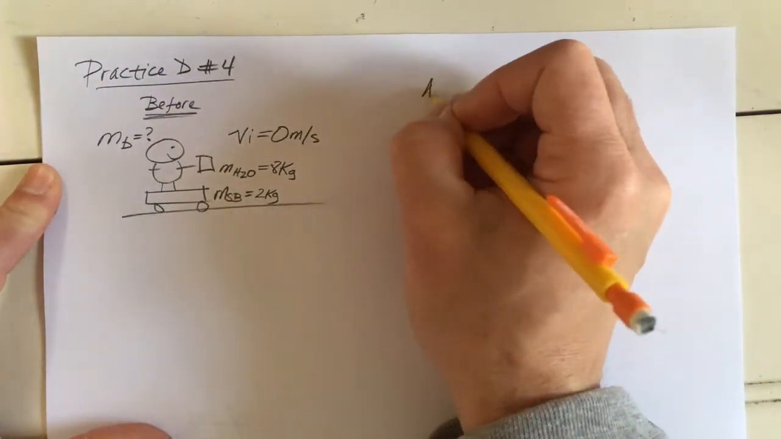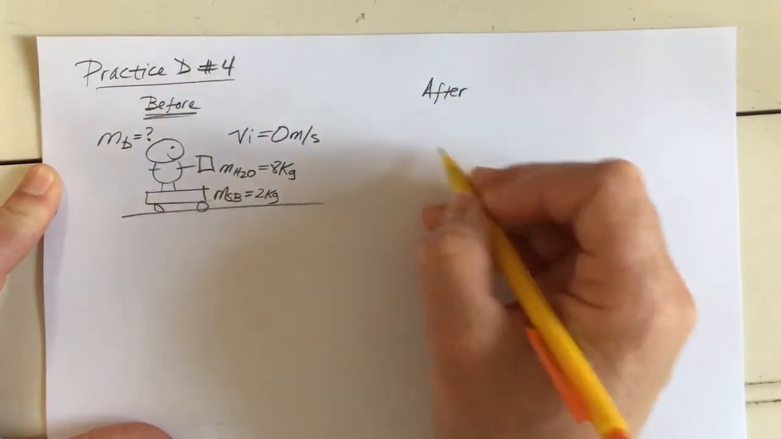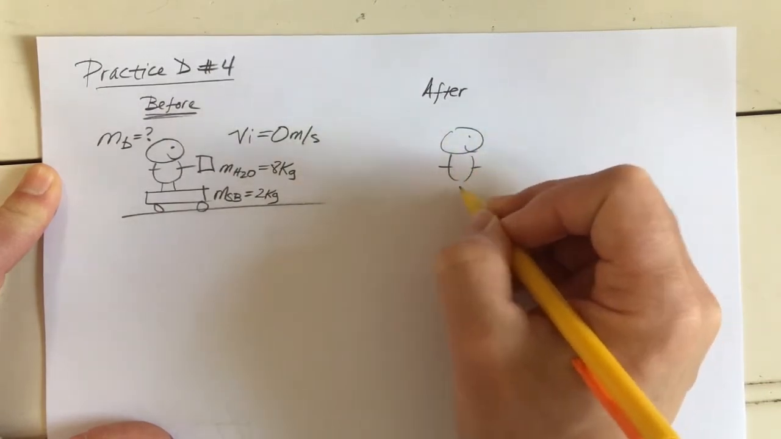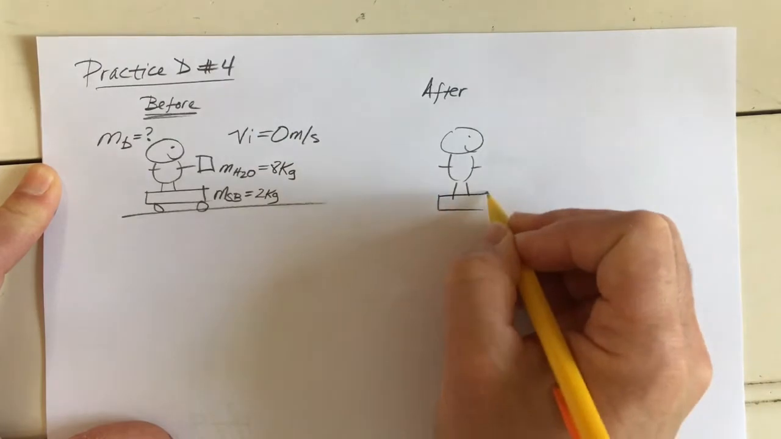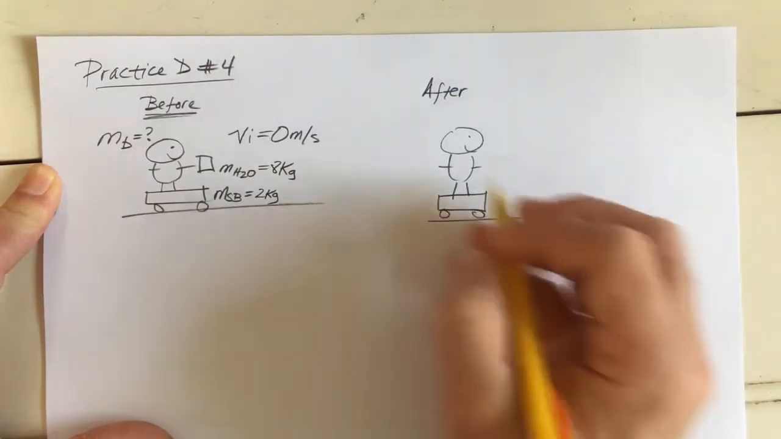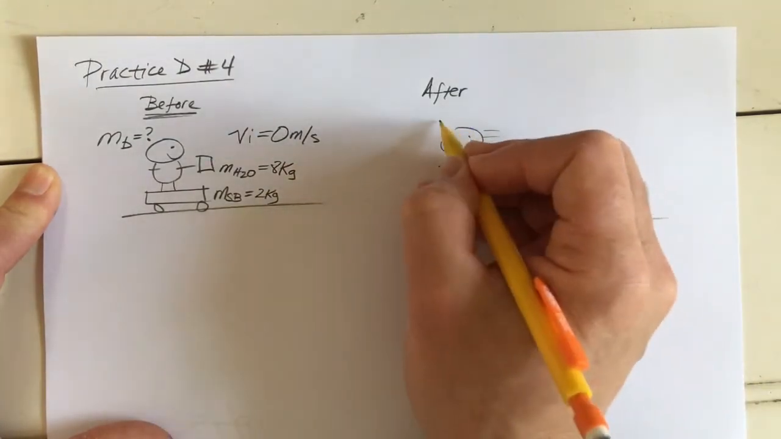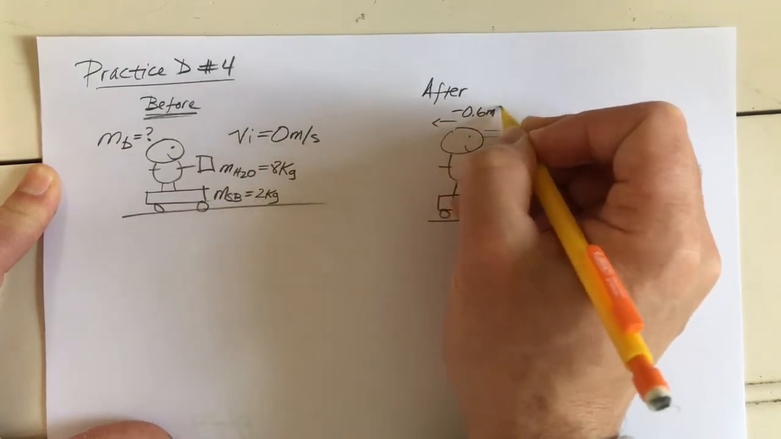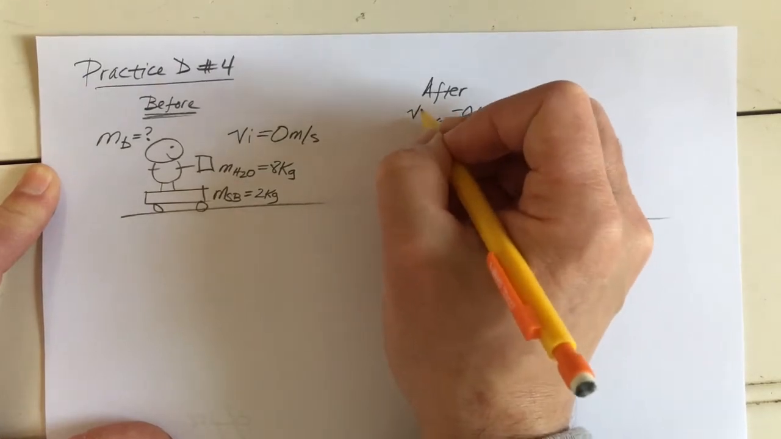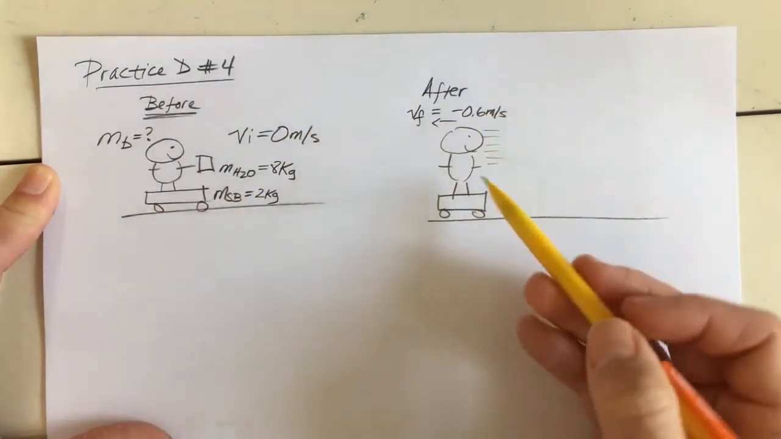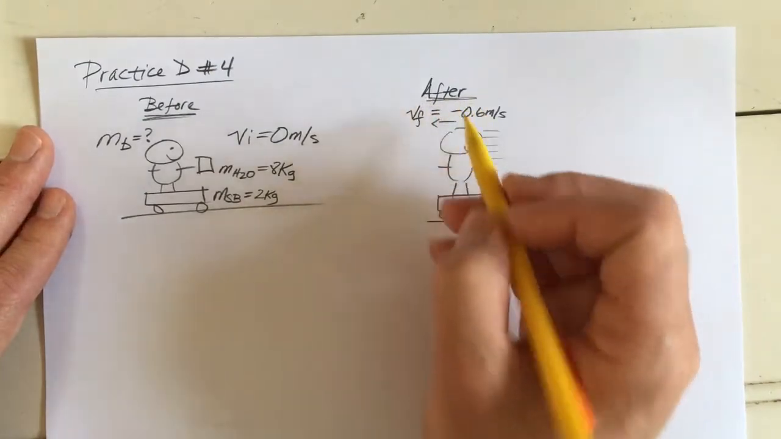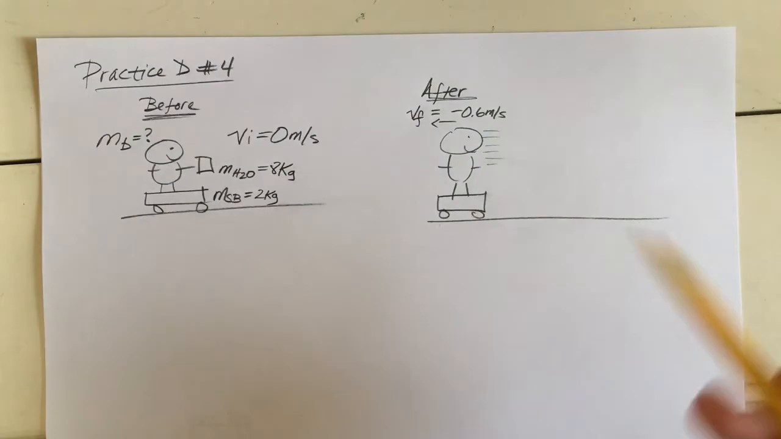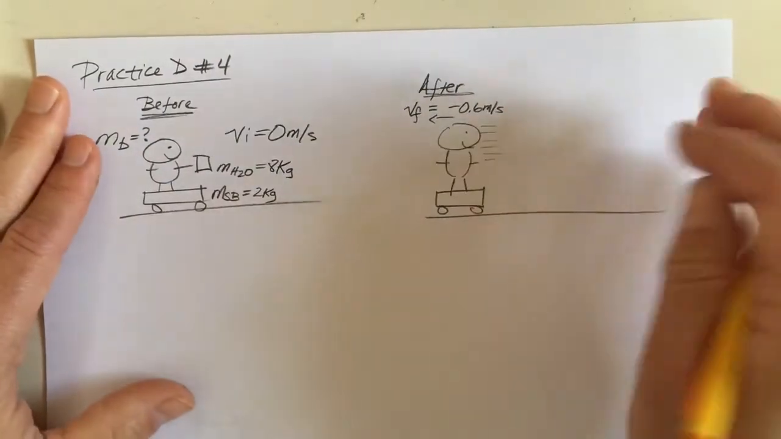Our after situation, we're now going to have some movement. The boy and the skateboard will move to the left at negative 0.6 meters per second. And so we'll say that, I'll just call it VF since it's two objects moving together. I'm just going to go with the more generic velocity. I could have called it VFB plus SB, but I didn't want to. If you want to, you can.